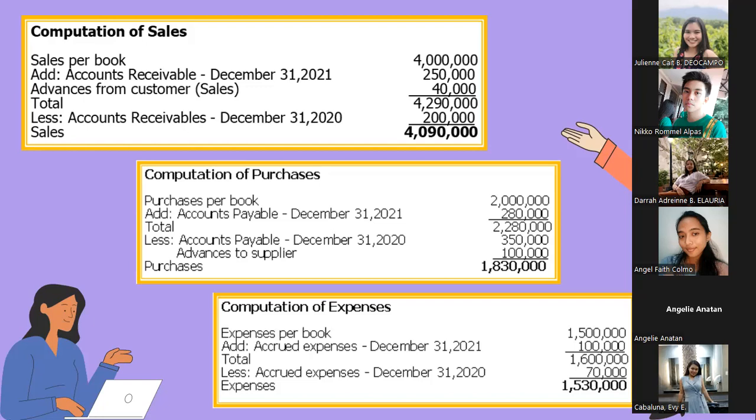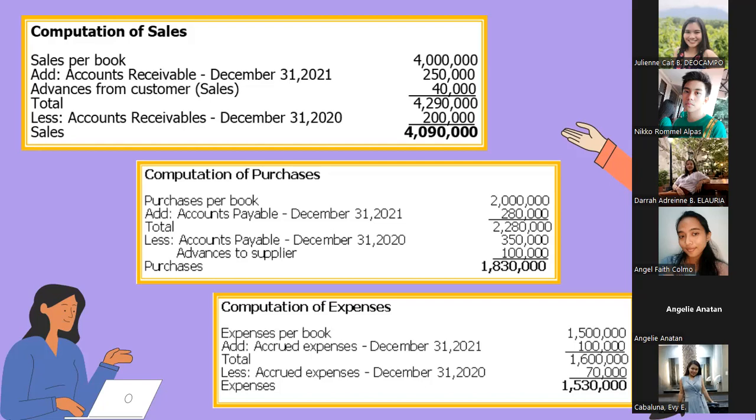Lastly, for the computation of expenses, we have expenses per book, 1,500,000. It is given in our problem. Then we need to add the accrued expenses on December 31, 2021 of 100,000. It is from our entry number 4, wherein we debit expenses and credit accrued expenses.